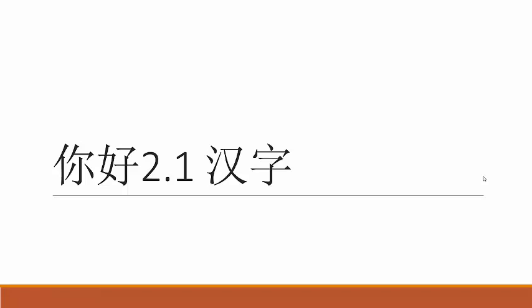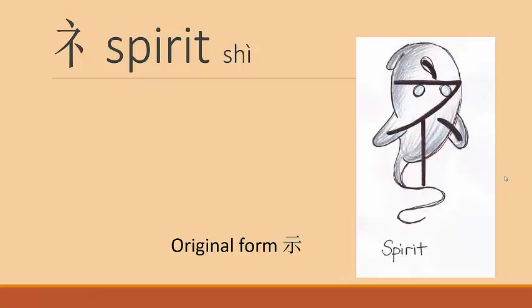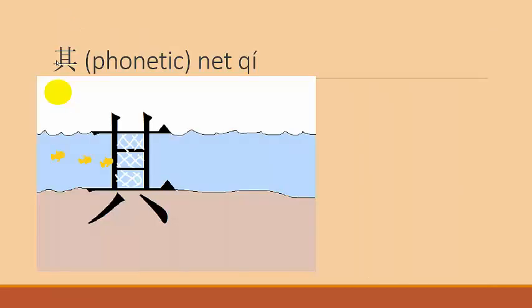This video will introduce the characters for the Ni Hao 2 textbook lesson 1. Before you start tracing the characters, you should copy down on the side the radical spirit. The original form looks like this, but we're going to see it in this form here. You should also copy down one copy of this radical. It's not really a radical, it's more of a phonetic that we'll see a few times. It's pronounced chi, and it means net.